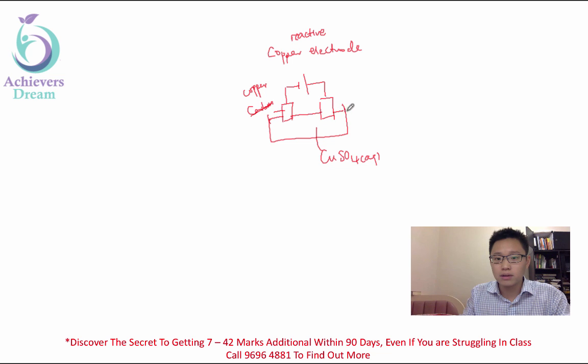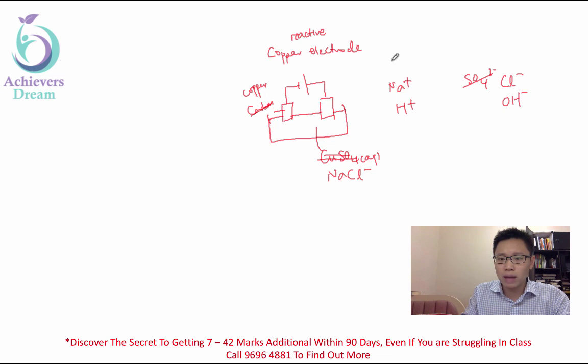Let me use an easier example. Let's do NaCl first. The ions present are Na+, H+, SO4 2-, Cl-, OH-. So over here, this is what is going to happen at the cathode, and this is what happens at the anode.